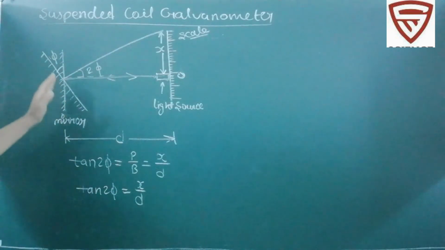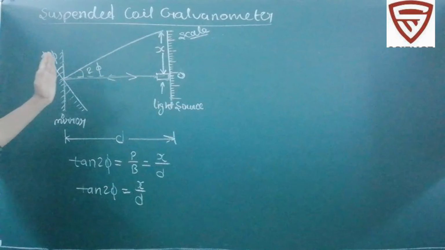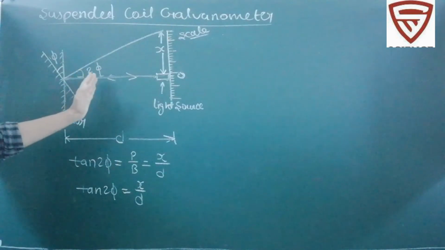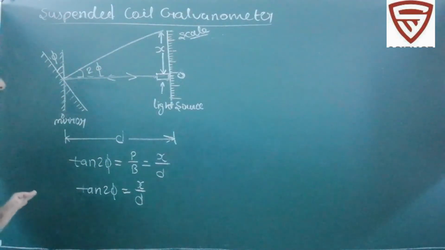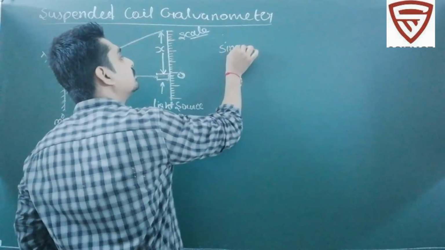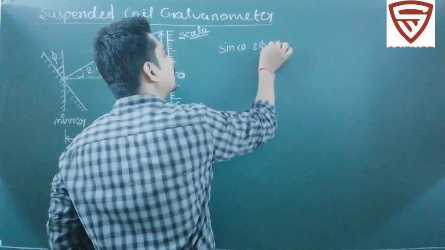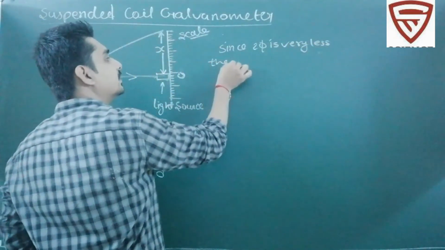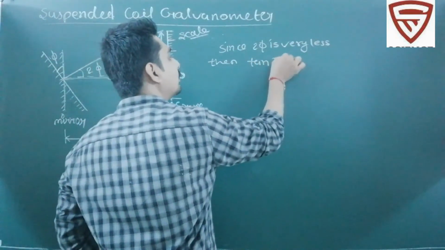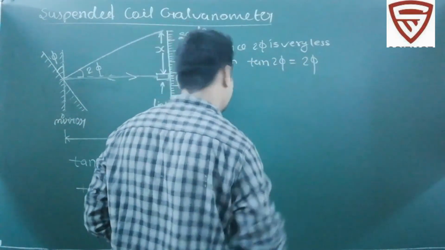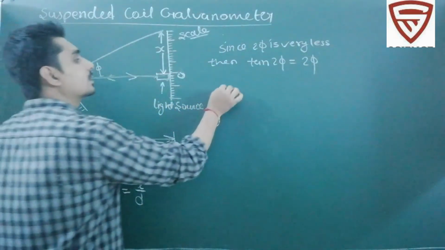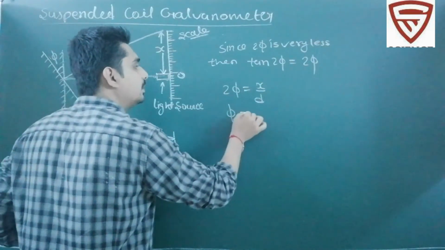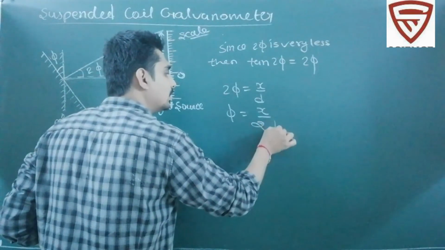If very little current is passing through the coil, then the deflection will be very small. So 2 phi will also be very small. Since 2 phi is very small, tan 2 phi will be considered as 2 phi. So we put 2 phi here. So 2 phi equals x upon d, and phi equals x upon 2d.